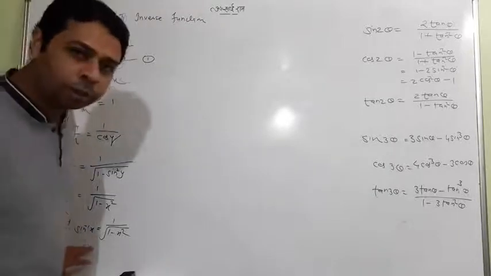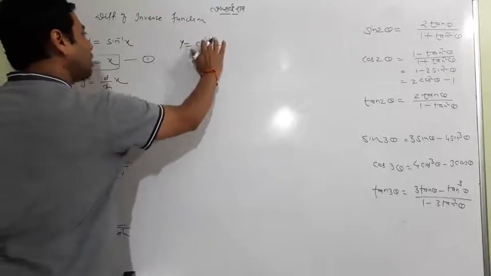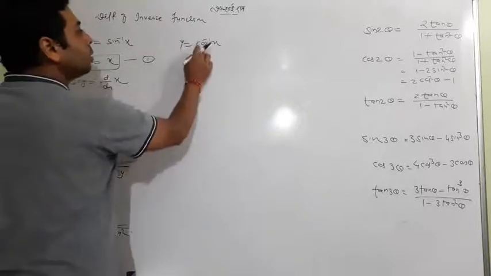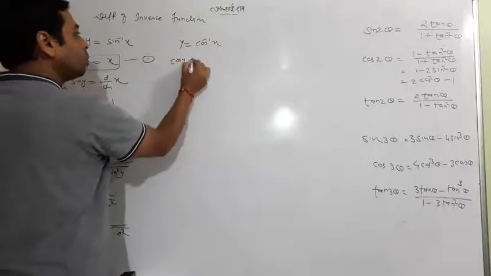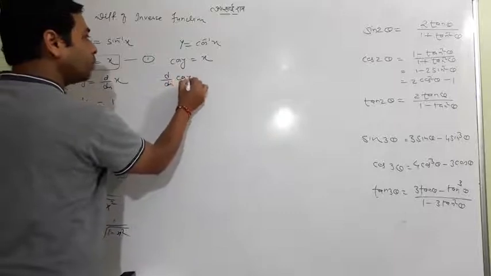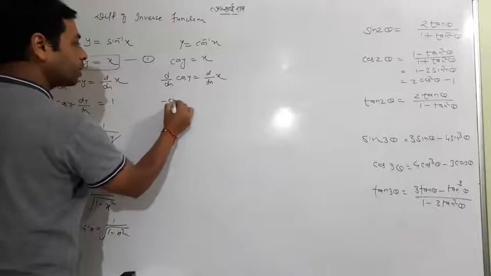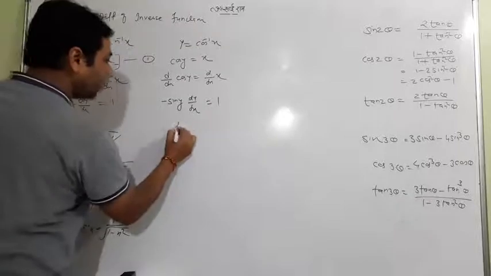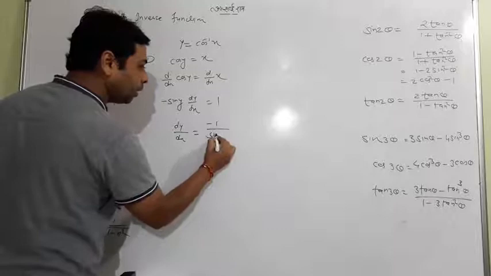Now remember this from now onward. And what is the difference between cos inverse x and sin inverse x? What actually changes in the formula? Look at it quickly. Suppose you want to find the differentiation of cos inverse x. You take cos y equal to x. Then differentiate both sides with respect to x. d by dx of cos y will be minus sin y times dy by dx, and the right side is 1. Now dy by dx equals minus 1 upon sin y.